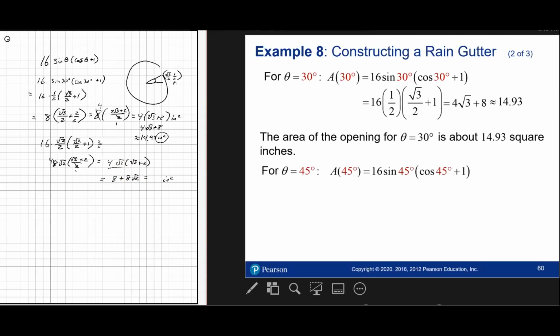And so they set it up the same way I did, only I didn't write it out. I put down the sine of 45 and the cosine of 45, and they didn't show all the steps to get to here. And then, oh, they got 19.31. They rounded to the second decimal place again.